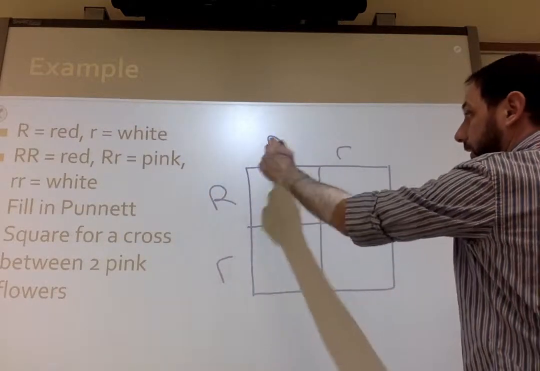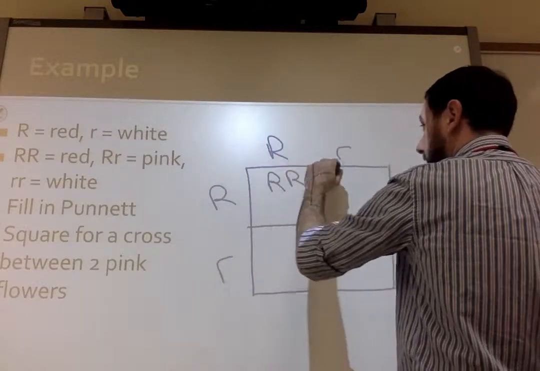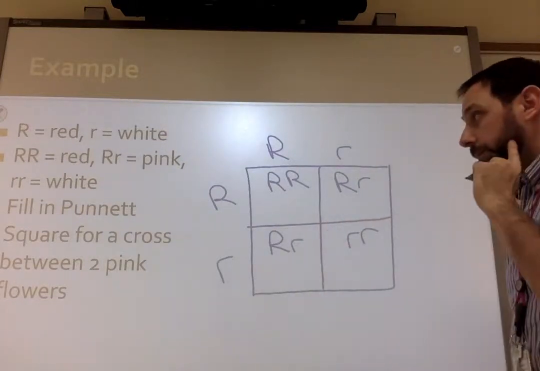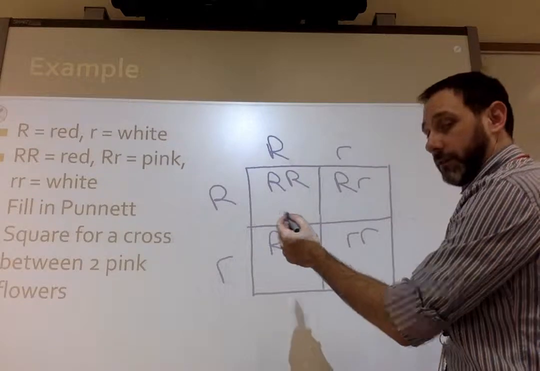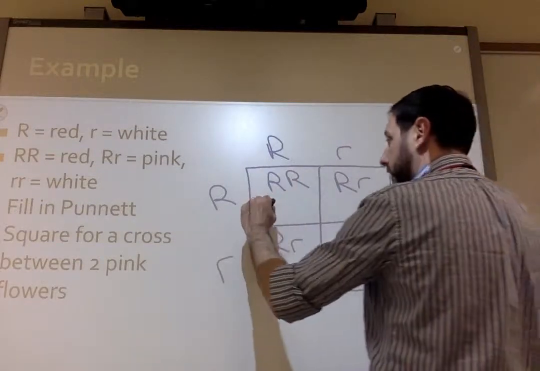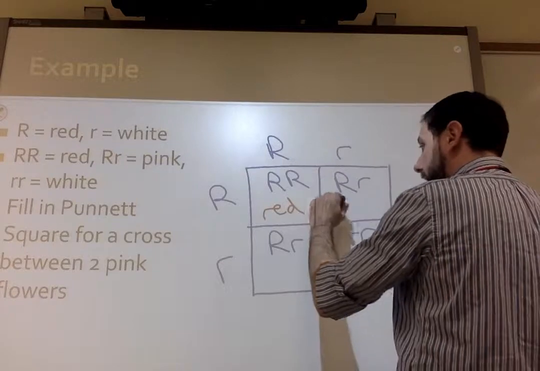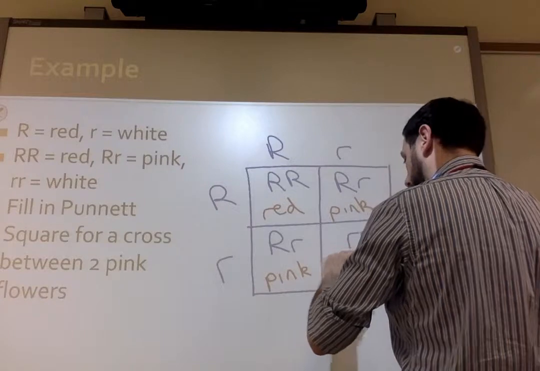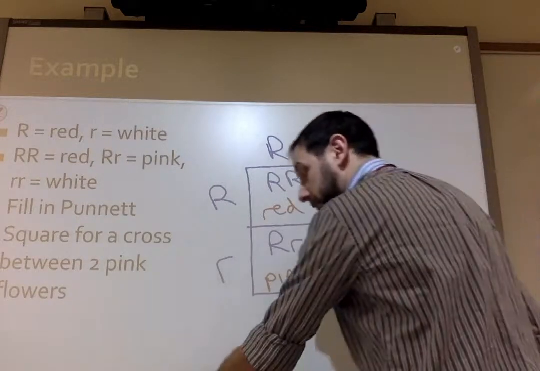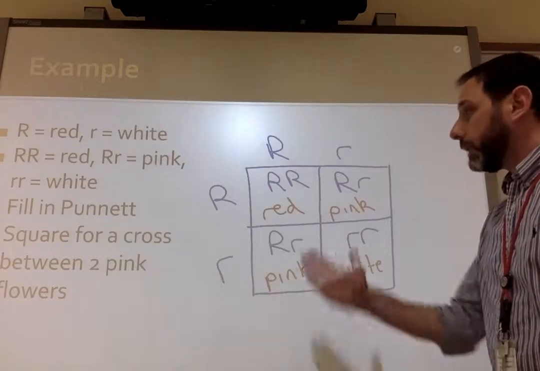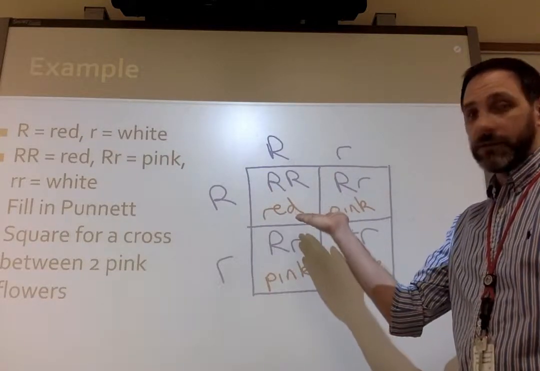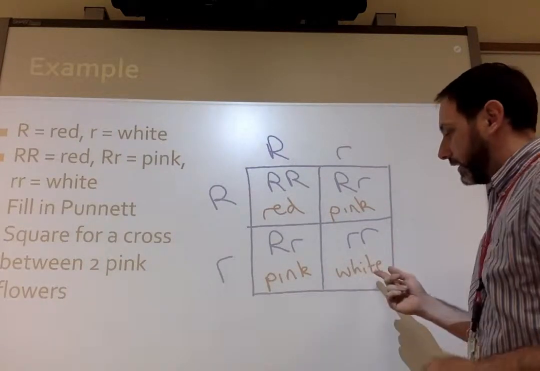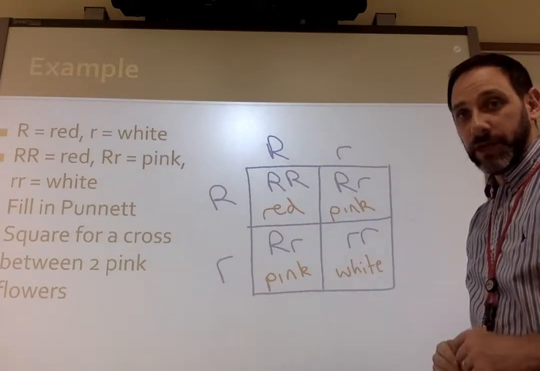And so we have, in this one, big R, in this one, big R, this one, big R, this one, little r. So in this case, if I fill in the phenotypes, this will be red, this will be pink, this will be pink, and this will be white. So we actually have three different types of phenotypes. And so we would say a 25% chance of having a red flower, 50% chance of having a pink flower, and a 25% chance of having a white flower.